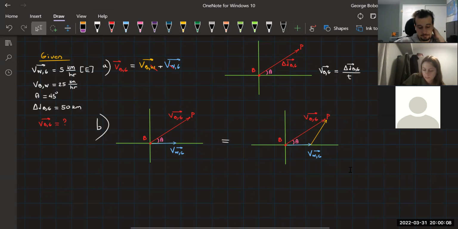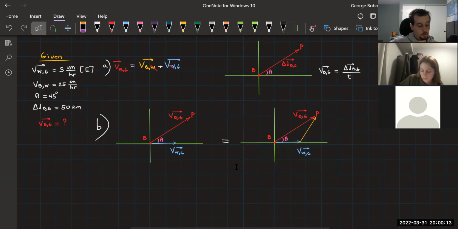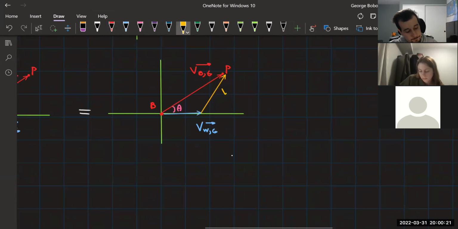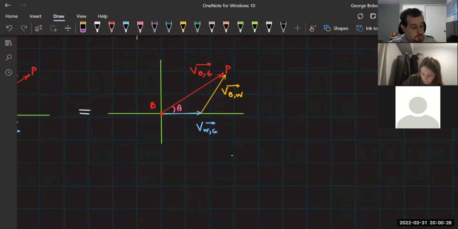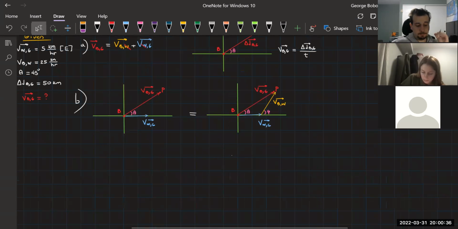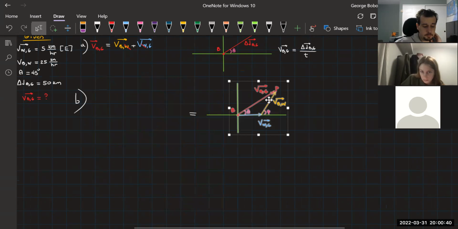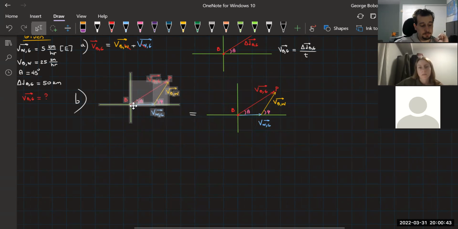Okay. So I think this is what they want to see. But again, we're going to break these down beautifully into components in just a second. Bear with me. This is velocity of boat with respect to water. And this angle is completely unknown. We don't know what phi is. We're eventually going to figure it out though. So that's part B. I would say don't even draw this. I would say just draw this for the answer. That's what they want to see.